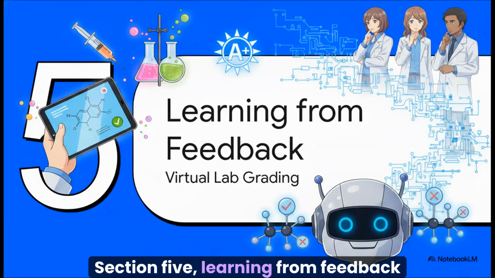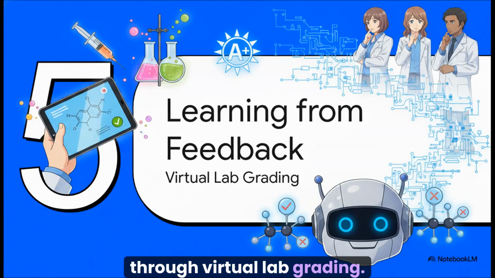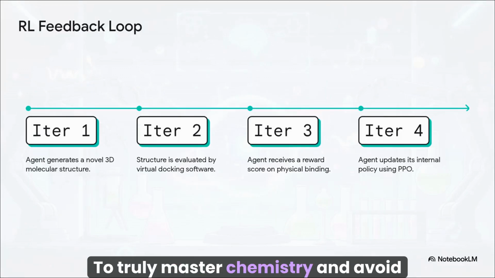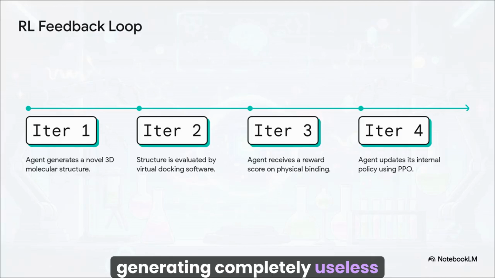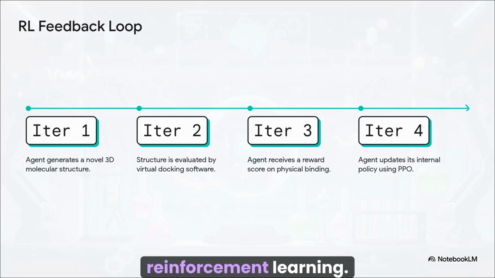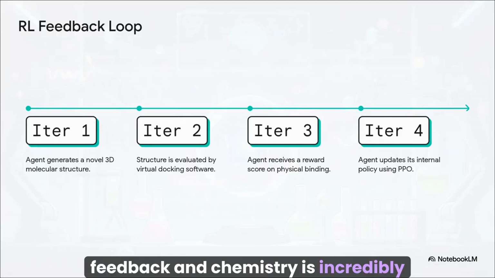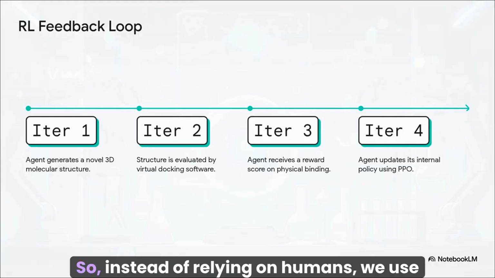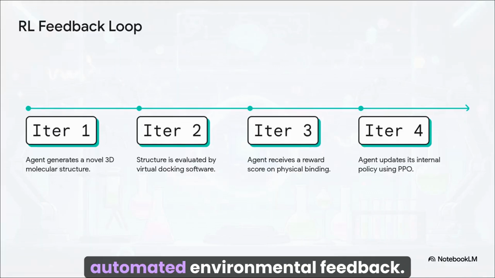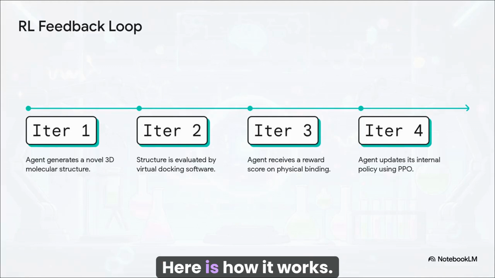Section 5. Learning from feedback through virtual lab grading. To truly master chemistry and avoid generating completely useless molecules, our intern needs to be constantly graded on their lab work using reinforcement learning. But, as we all know, expert human feedback in chemistry is incredibly expensive and rare. So, instead of relying on humans, we use automated environmental feedback. Here is how it works.